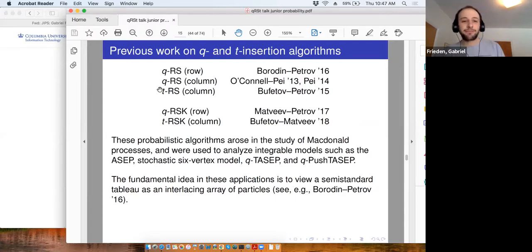So by looking at these projections of this process onto just a piece of the tableau, like the first row or the leftmost column, you actually get the dynamics of these various systems, and then you can use the power of the Macdonald processes and the Cauchy identity to analyze those systems. Okay, any questions?